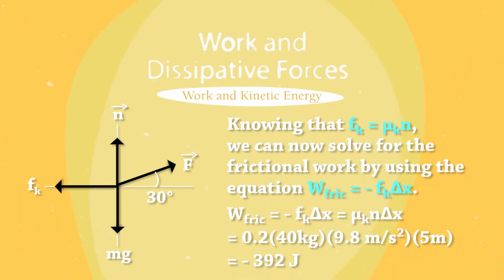Knowing that Fk is equal to mu k times N, we can now solve for the frictional work by using the equation: the work of friction is equal to negative Fk delta x. W, or the work done by friction, is equal to negative Fk delta x, which is equal to negative mu k m g delta x, which is equal to 0.2 times 40 kilograms times 9.8 meters per second squared times 5 meters. That would give us negative 392 joules.